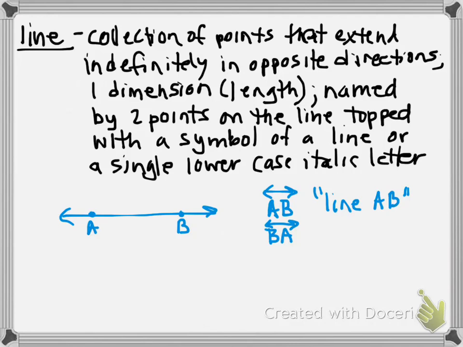Now, if I wanted to name it with just one letter, I could use an italic L. That also represents a line, the same line. And we would say line L. That's how we would read that. So those are the options for how you would name a line, okay? All right.